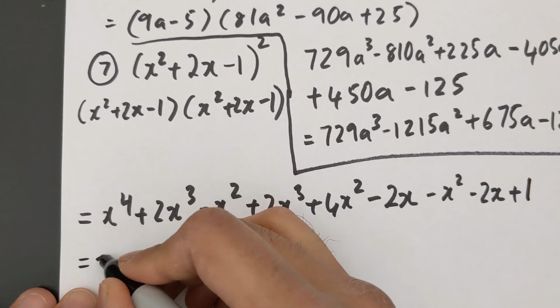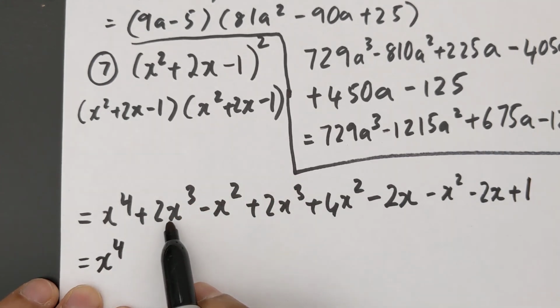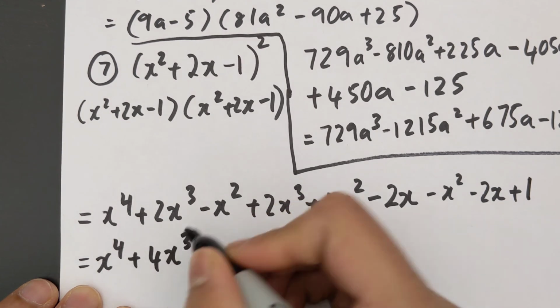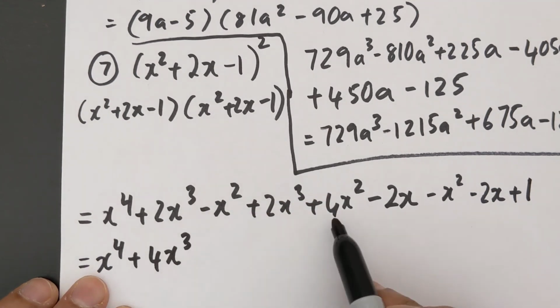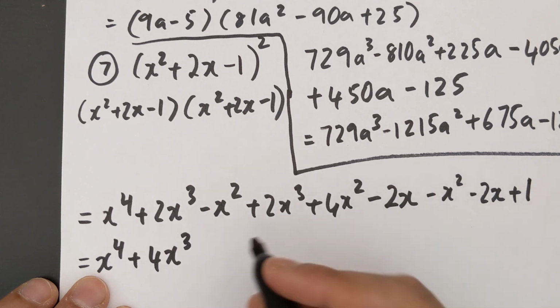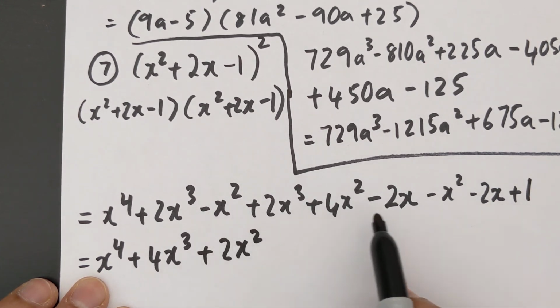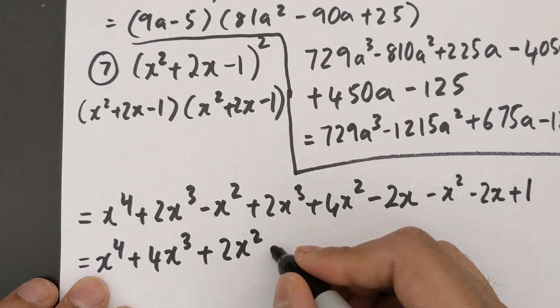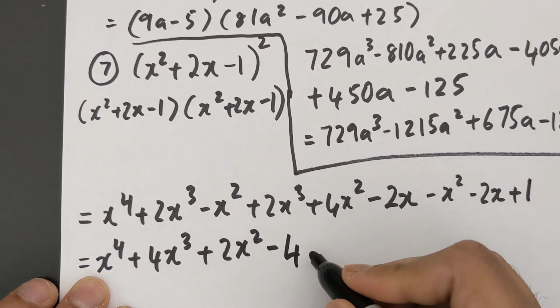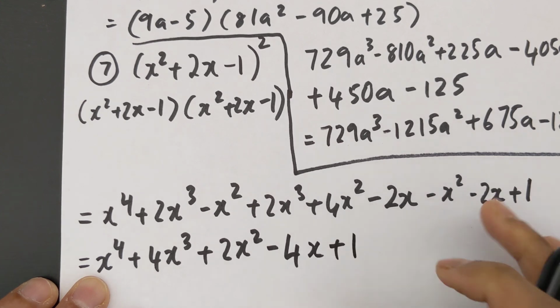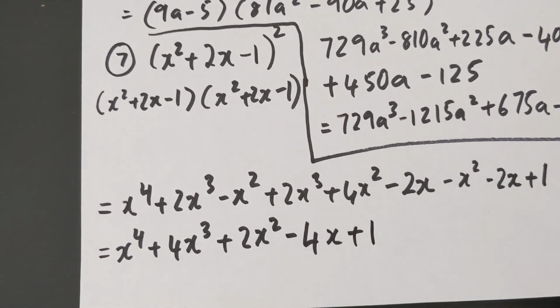So that's just x to the fourth, 2x cubed plus 2x cubed is plus 4x cubed, minus x squared, that's 3x squared, 2x squared. Then I have minus 2x is minus 4x, and then plus 1. So that is my final solution.